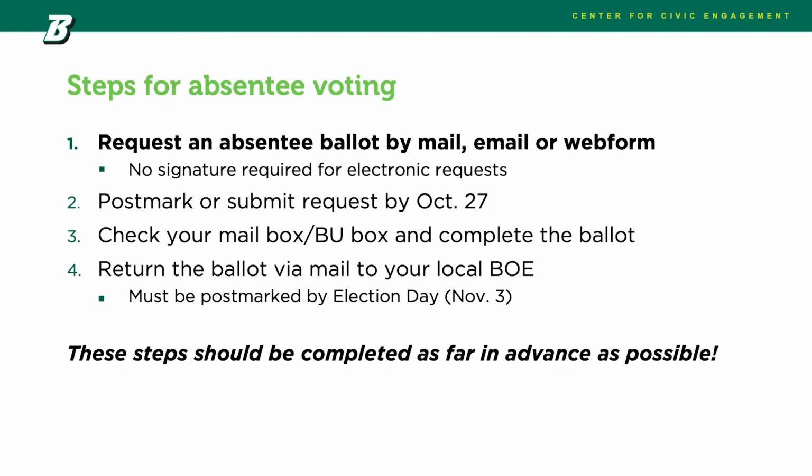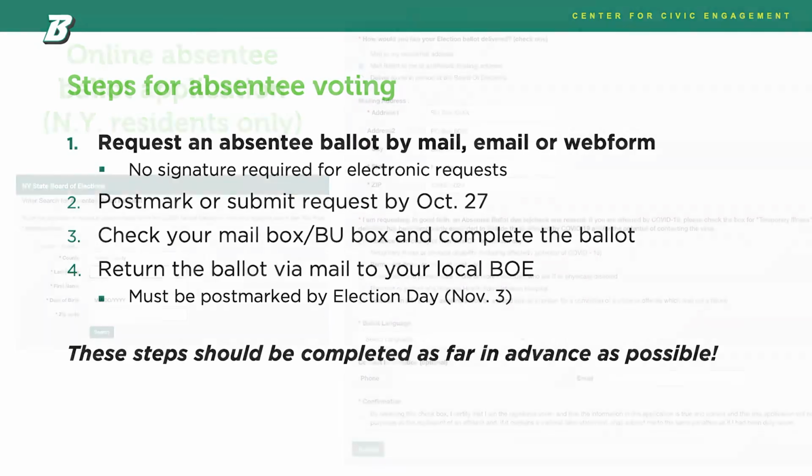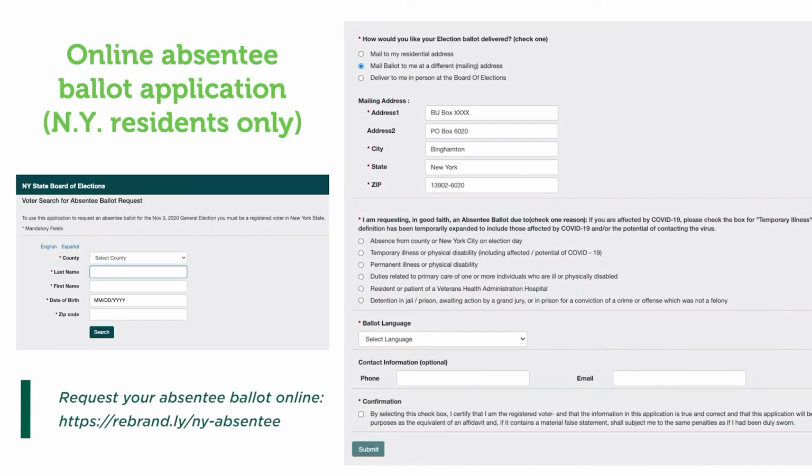So voting absentee does require a few different steps for you to be aware of. First, you do need to actually submit the absentee request form. This can be done through the mail, through email, or through a web form. Again, you'll need to provide your excuse, whether it's because you're out of the county or the temporary illness excuse or the other options that are listed here, depending on your situation.